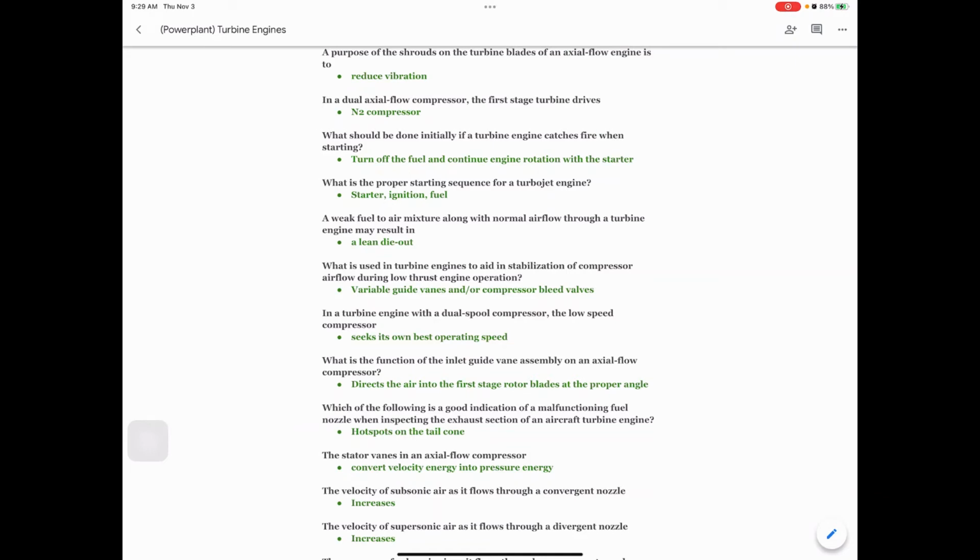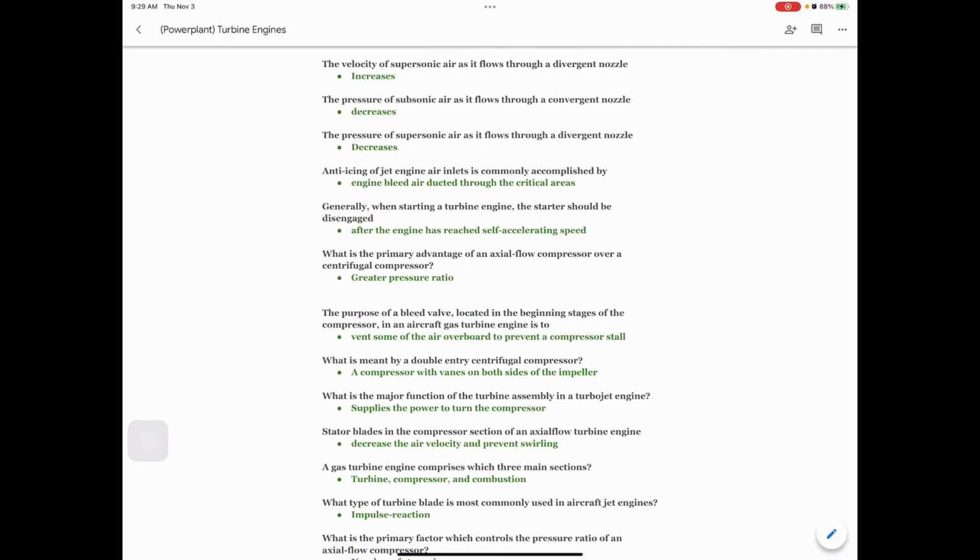Which of the following is a good indication of a malfunctioning fuel nozzle when inspecting the exhaust section of an aircraft turbine engine? Hot spots on the tail cone. The stator vanes in an axial flow compressor convert velocity energy into pressure energy. The velocity of subsonic air as it flows through a convergent nozzle increases. The velocity of supersonic air as it flows through a divergent nozzle increases. The pressure of subsonic air as it flows through a convergent nozzle decreases. The pressure of supersonic air as it flows through a divergent nozzle decreases.